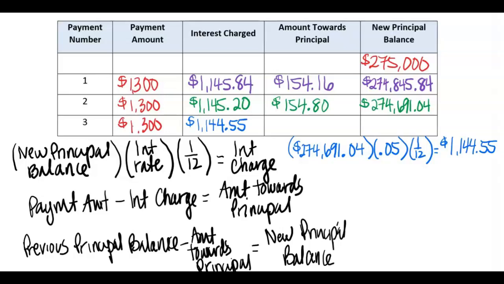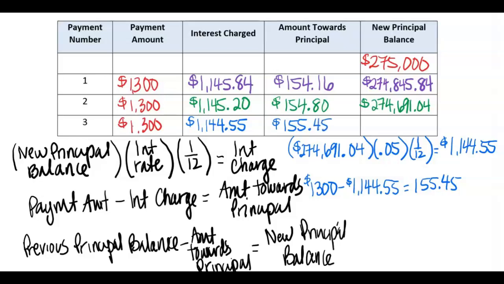To find the amount that goes towards principal, take $1,300, that's your monthly payment, subtract out the interest charge for 1 month, subtract the 2, and you get $155.45. The amount going towards principal then would be $155.45.